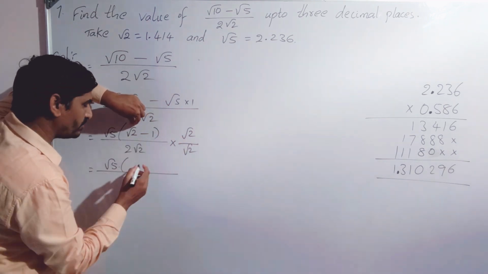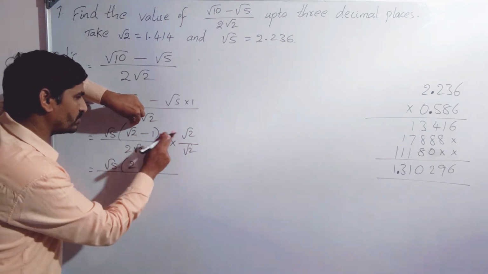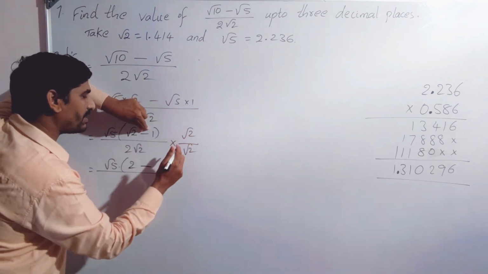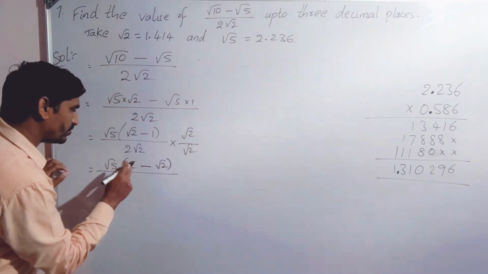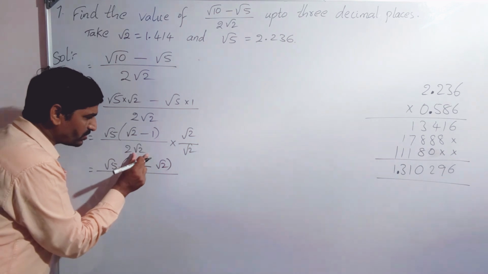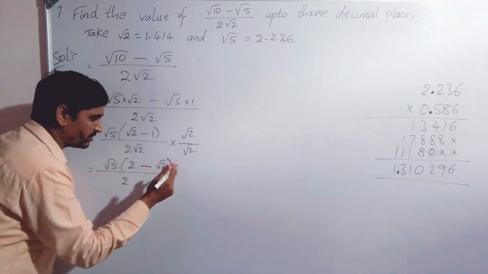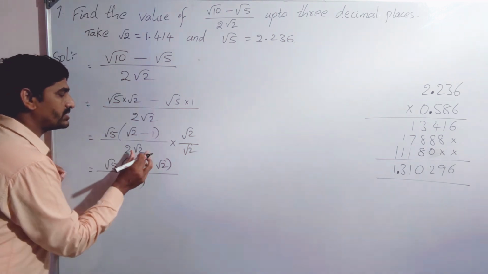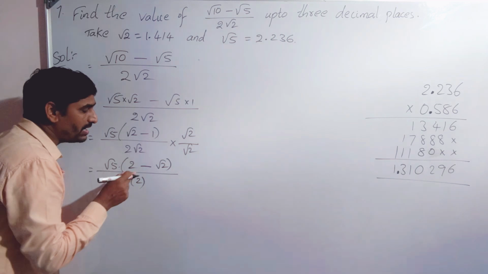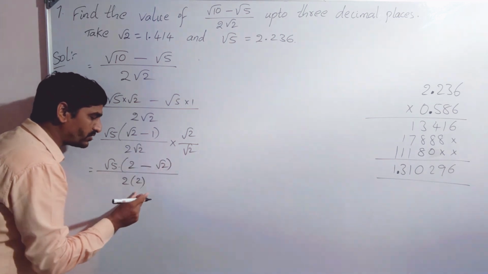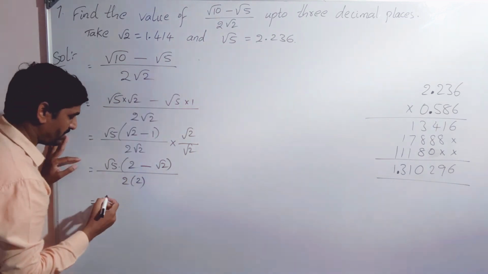Square root 2 into square root 2 is 2. So we get (2 minus root 2) in the numerator, and in the denominator 2 into 2, 4. Square root 2 into square root 2 becomes 2, and 2 is already there. Now root 5 value is replaced.